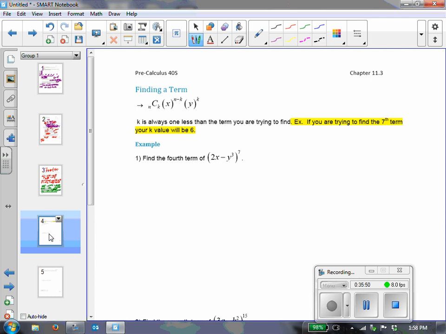Okay, so this is what you're going to see on the formula sheet. It looks ugly, but it's exactly what we just did. You ready? No. No? It doesn't seem like it. Okay.